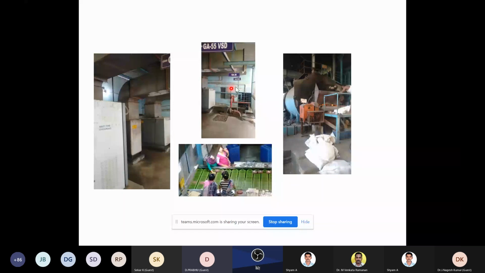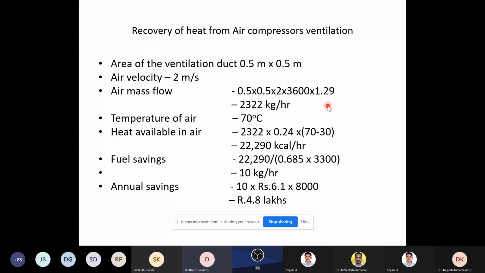All we need to do is, if there is an opening here, a window. Now, if you open this window, you provide a duct and connect this duct into this dryer. So you will get free hot air at 80 degrees, and that will again reduce the hot water or the steam consumption, and the briquettes consumption also reduces. So this is the firing part for the briquettes. Recovery of heat from air compressors, ventilation.